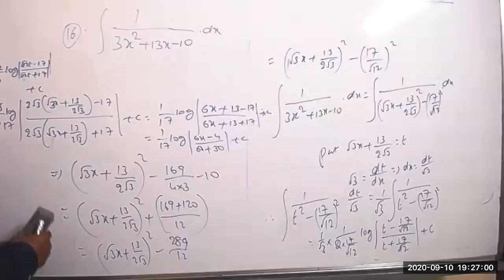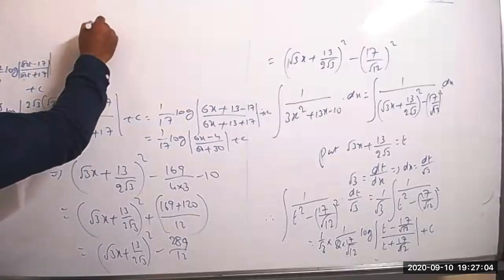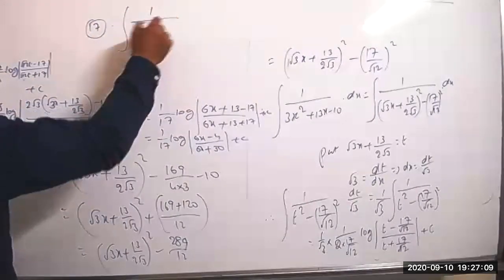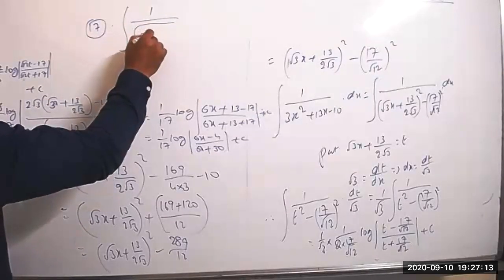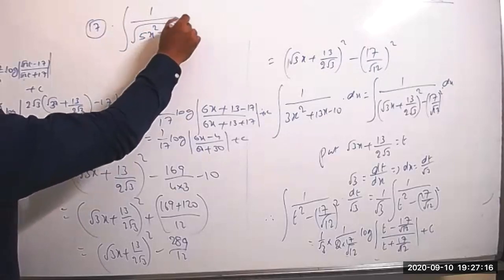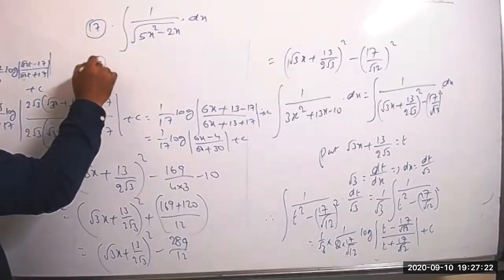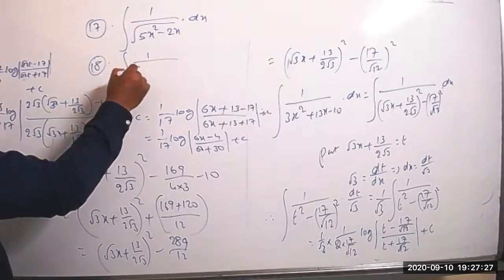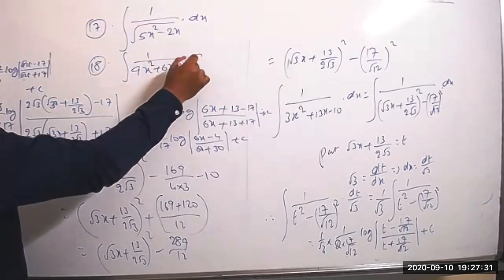Okay. Next you can write now. This you can try yourself. I am not doing this question, the 17th question, because this model we already did previously. Square root of 5x square minus 2x into dx. This you can try later. It's a very easy one. Then we will do this question now. Integration of 1 by 9x square plus 6x plus 5 into dx.